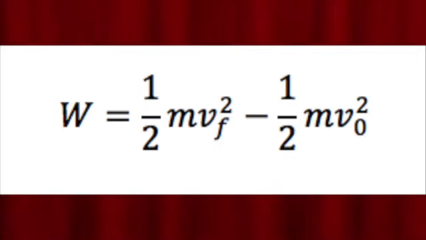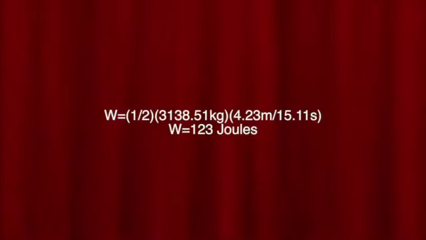Now let's plug in some numbers to this work equation. We will start with the elevator. We know that work equals the quantity of 1/2 m multiplied by v sub f squared minus the quantity of 1/2 m multiplied by v sub naught squared. The initial velocity is 0 because the elevator is not moving at the beginning of the experiment. After some number crunching, we find that the work for the elevator to move up one floor is 123 joules.